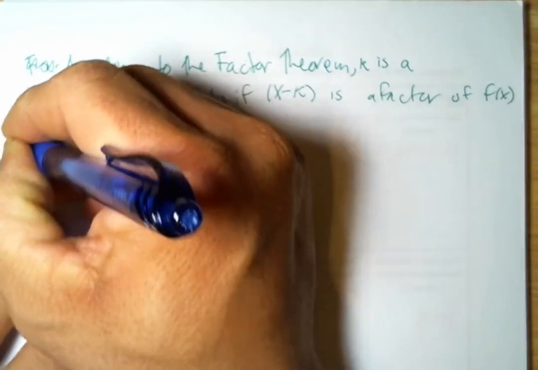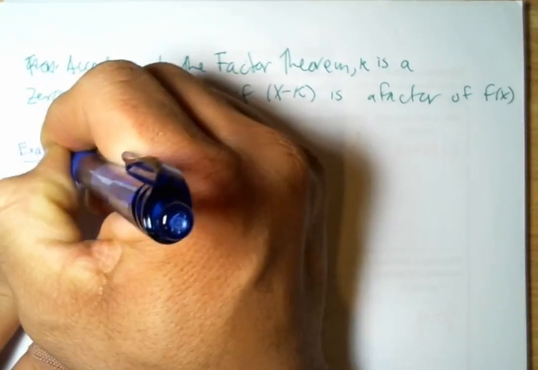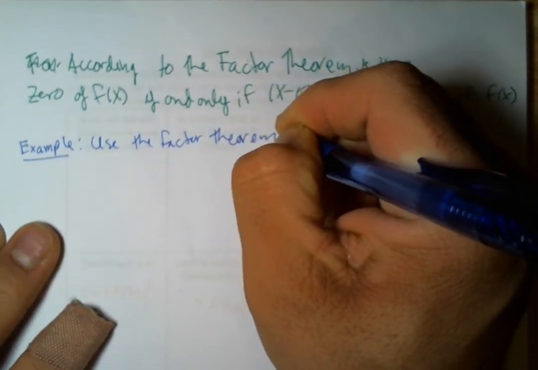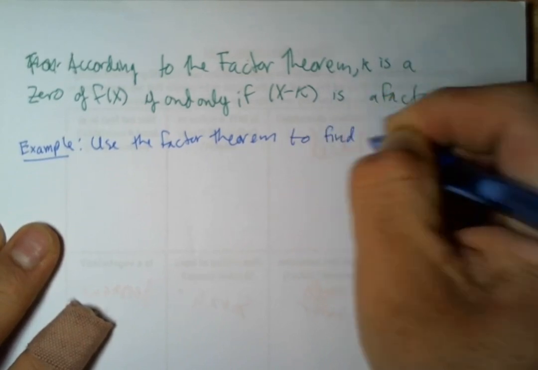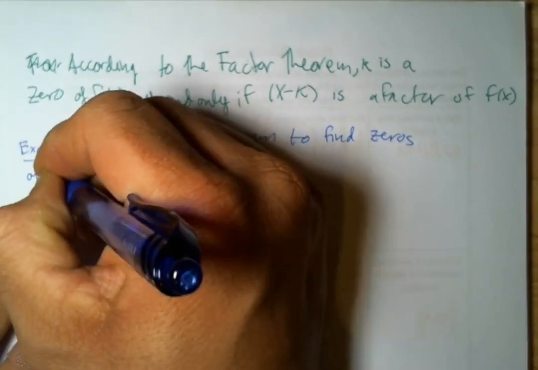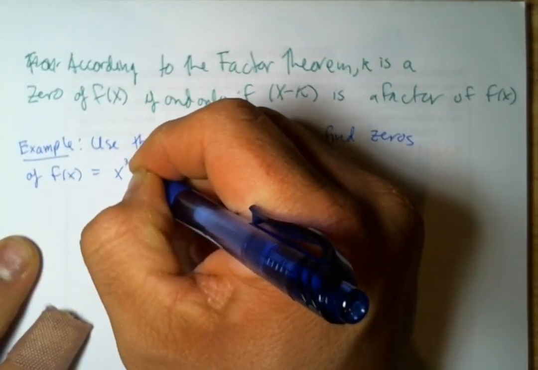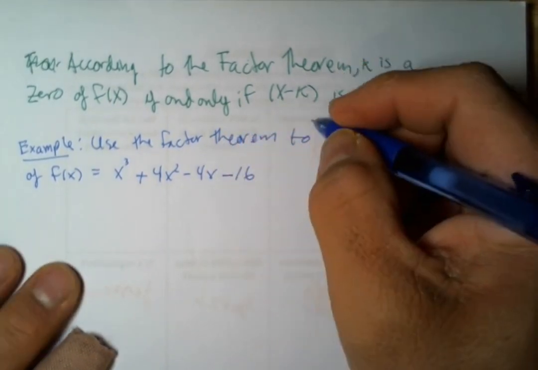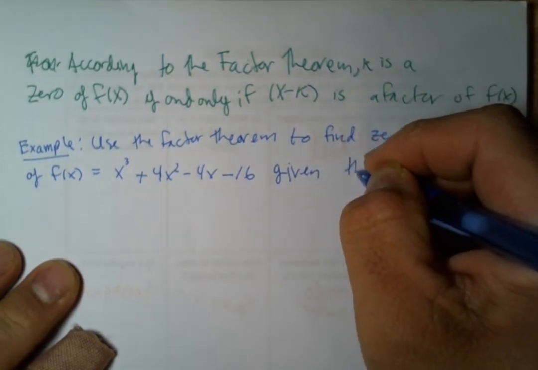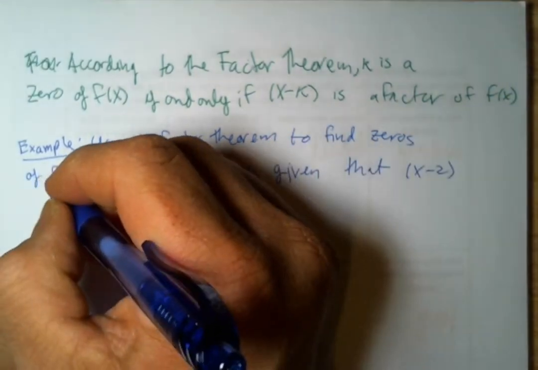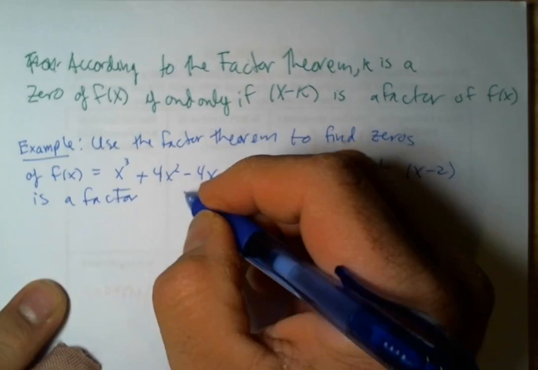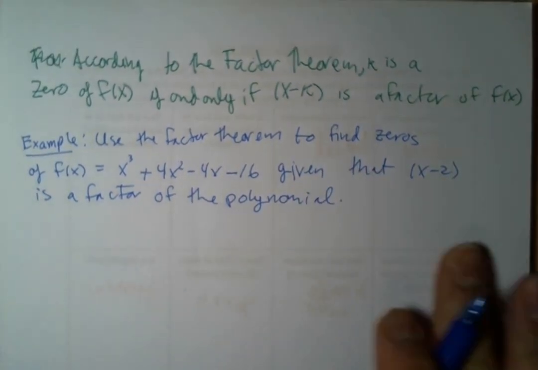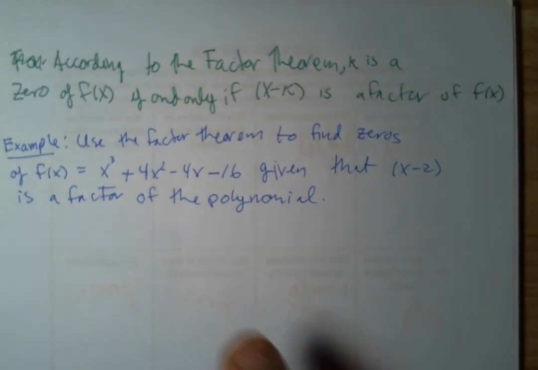All right, so the way we're going to do that is let's use this to do an example here. For this example, I would like to use the factor theorem to find the zeros of f of x equals x cubed plus 4x squared minus 4x minus 16, given that x minus 2 is a factor of the polynomial. So we want to find the zeros to this cubic.